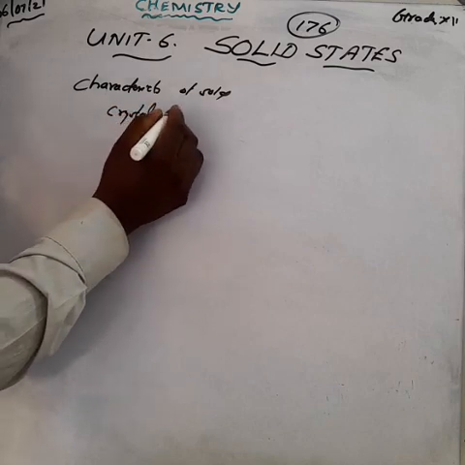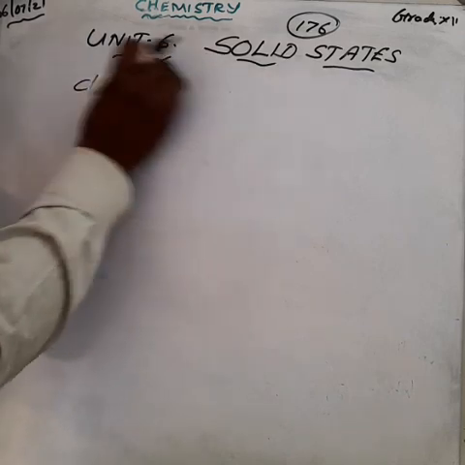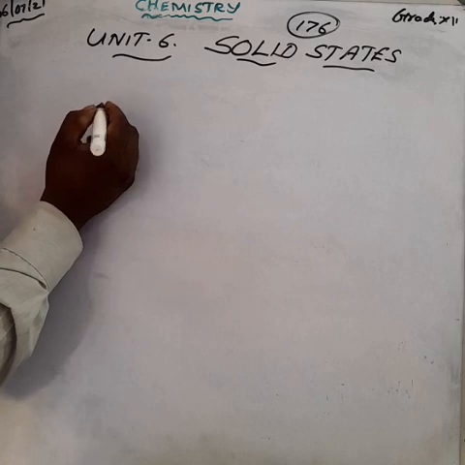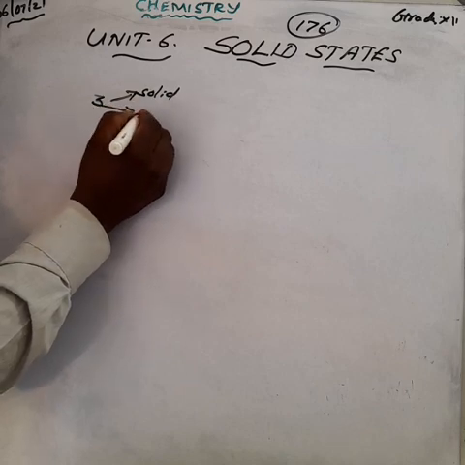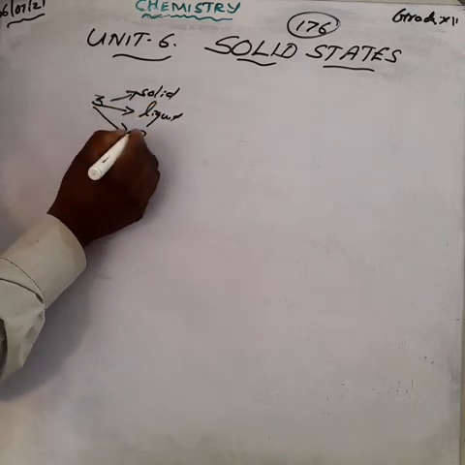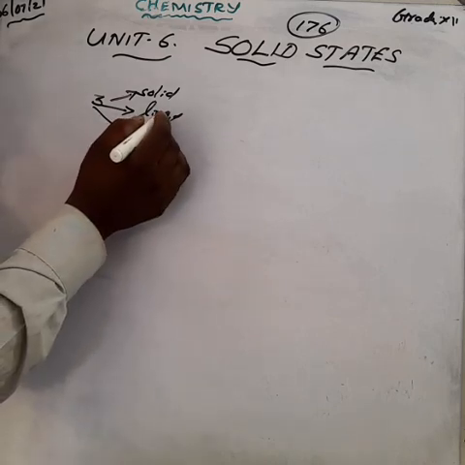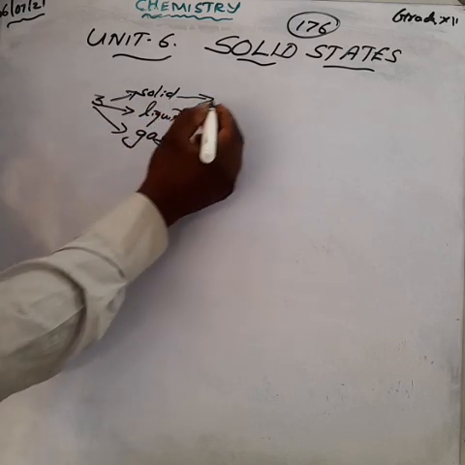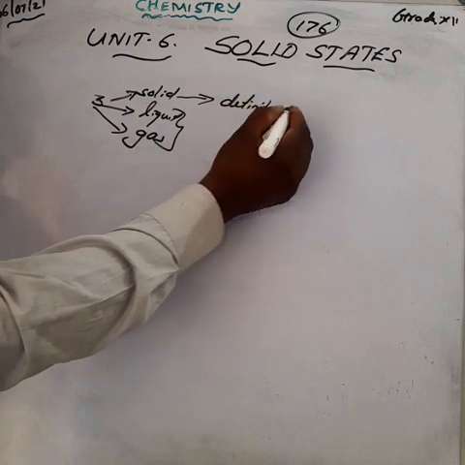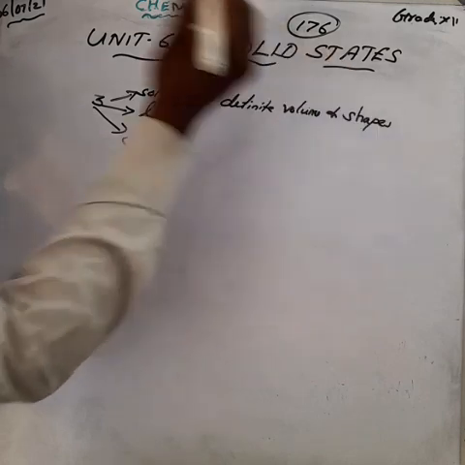Before that, we have to discuss something about the introduction of solids. All of you know about matter. Matter may exist in three different states: one is solid, another is liquid, and another is gas. We know that solid differs from liquid and gases because solid has a definite volume and a definite shape.